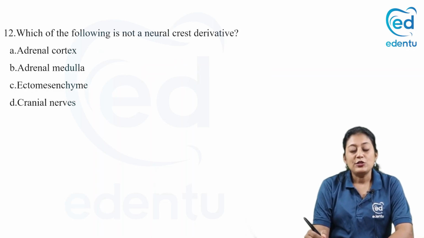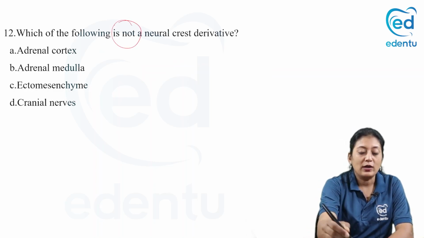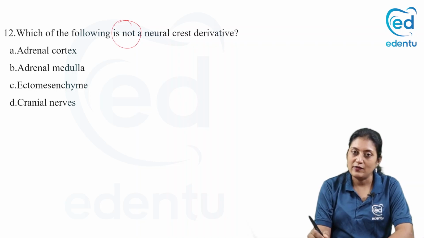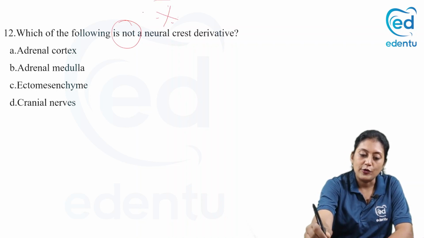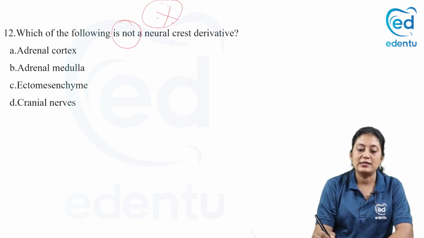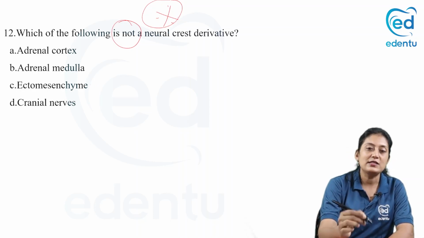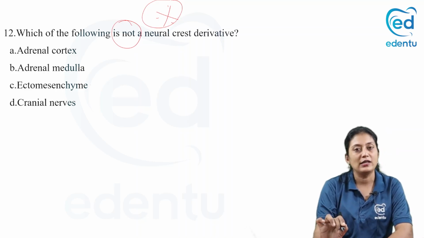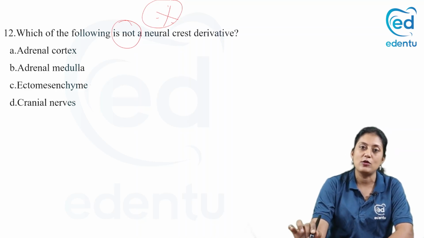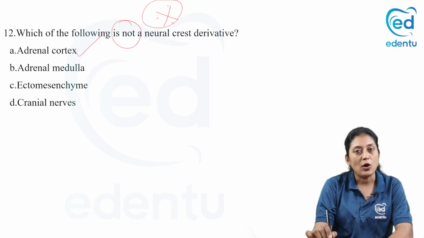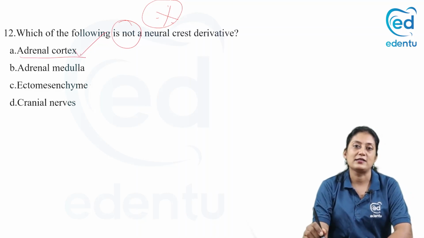The next question: which of the following is not a neural crest derivative? Again, this is very important, very frequently asked. Ectomesenchyme is a neural crest derivative. Cranial nerves and cranial ganglia are neural crest derivatives. Adrenal medulla is also neural crest. So, what is not neural crest is the adrenal cortex.